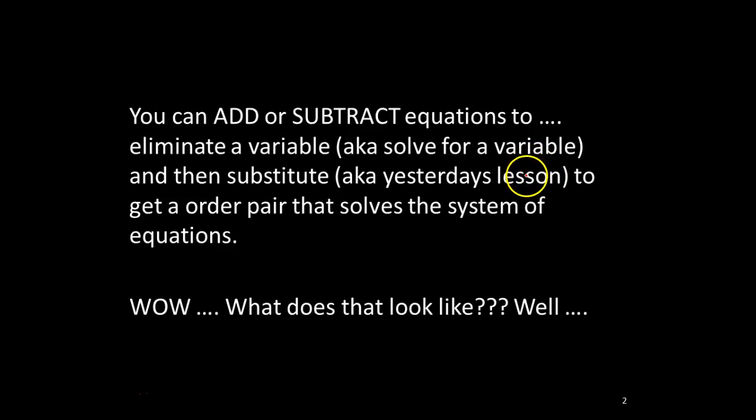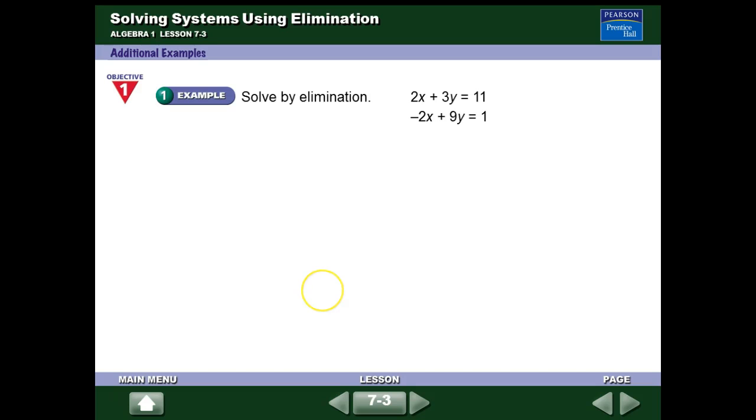We're going to add and subtract two equations together and then get the variable by itself, and then of course apply what we did yesterday, going back in and substituting. So what does that look like? Here's our first equation. We're solving by elimination using addition or subtraction. So we are going to add or subtract these two equations to get the variable by itself.